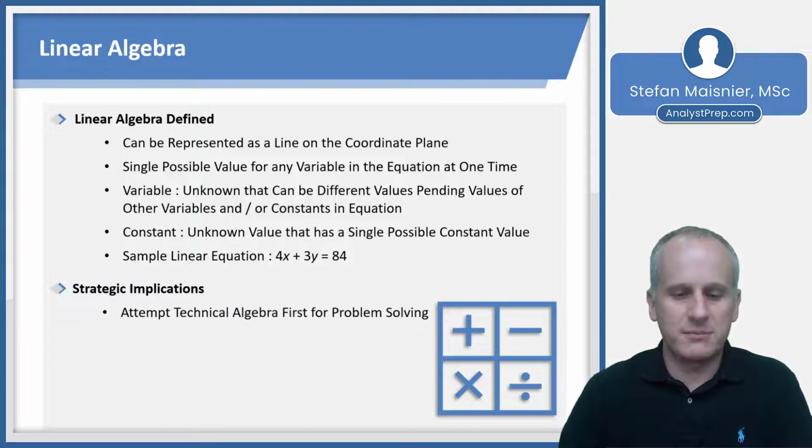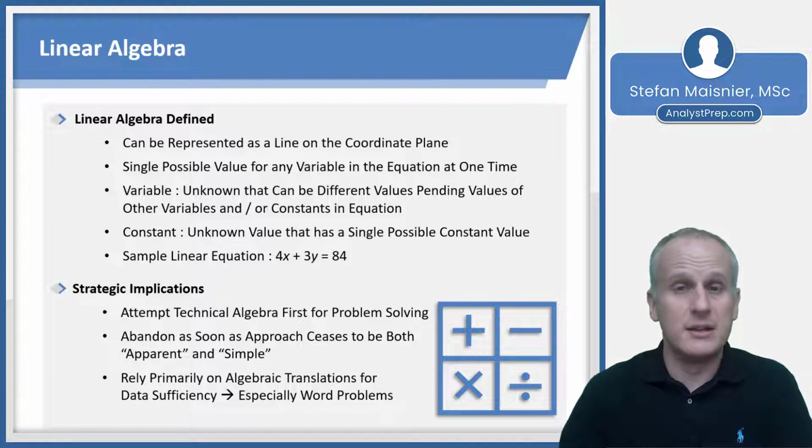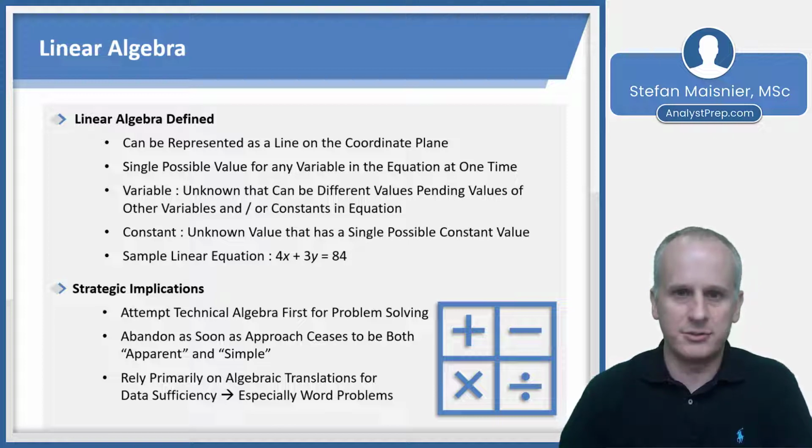Now, strategic implications here, you want to always attempt technical algebra first for problem-solving questions that have clear algebraic expressions. But you'll want to abandon that approach as soon as it stops being both apparent and simple to you. So the apparent, remember, means that you can set up the math, and simple means that you can solve it. And if the algebraic expression is given automatically and not obscured by some words, that's especially an indication on the executive assessment that you may need to do some technical algebraic manipulations.